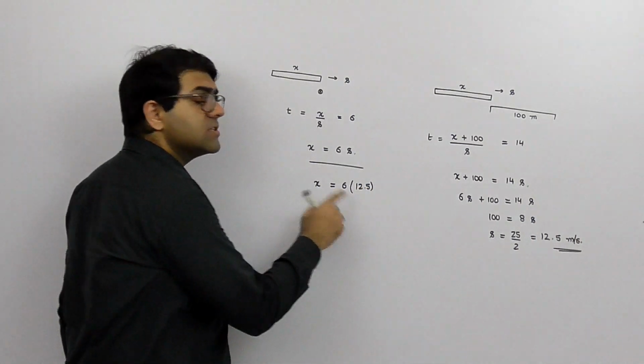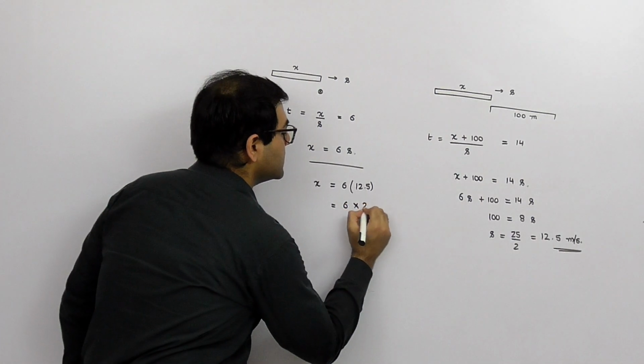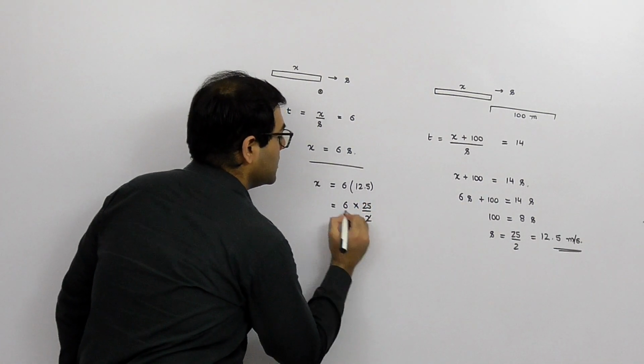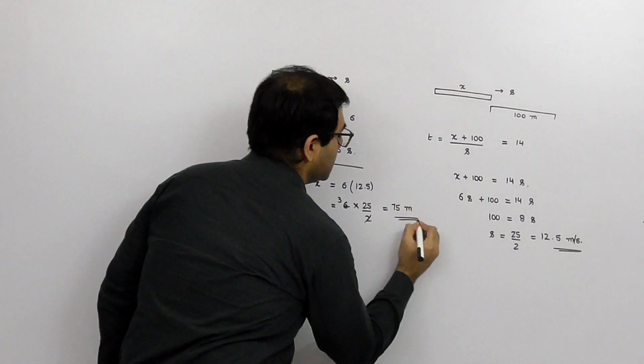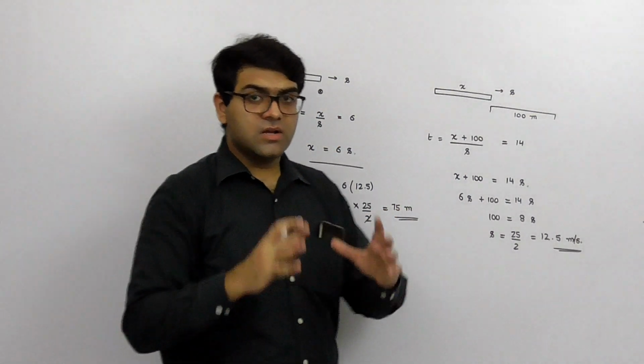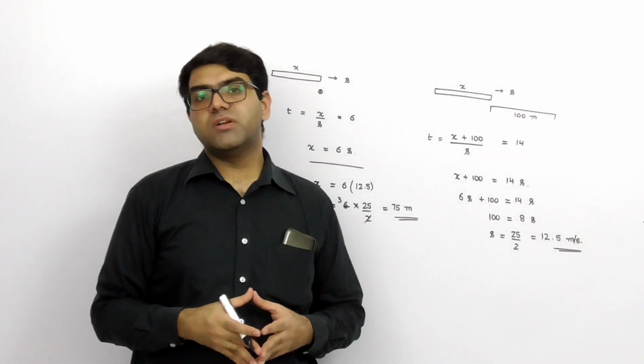By the way, I can write this 12.5 as 25 by 2. So x is equal to 6 into 25 by 2. That gets you a 3. So x ends up becoming 75 meters. The length of the train is 75 meters.